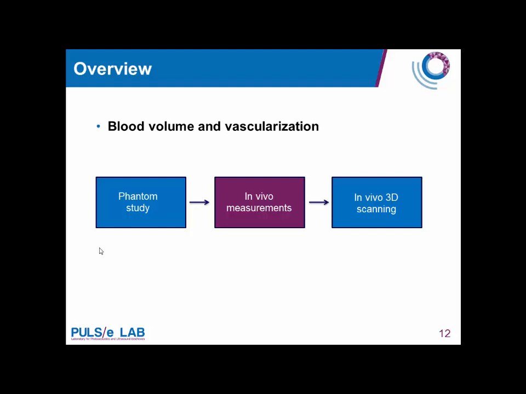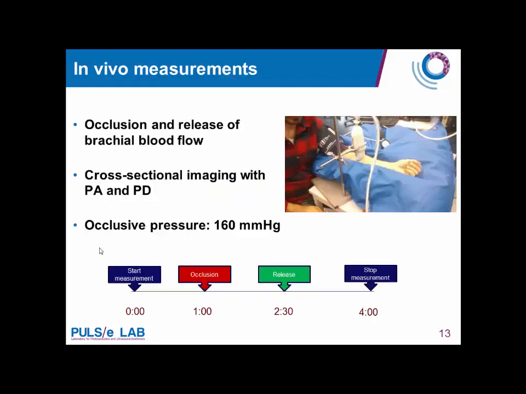Now we are going to in vivo measurements in which we want to investigate the same, whether we could measure blood volume changes. We did that with a 4-minute measurement on the lower arm of a volunteer, scanning cross-sectionally with photoacoustics. During the scanning, we occluded the blood flow in the arm for 1.5 minutes using a pressure cuff around the upper arm.